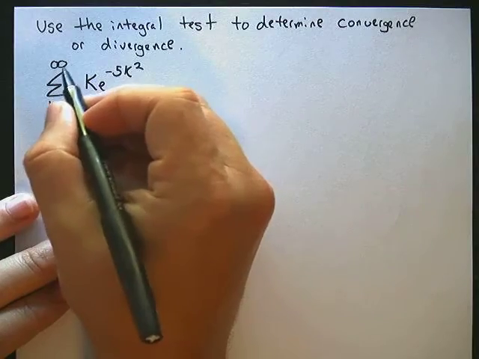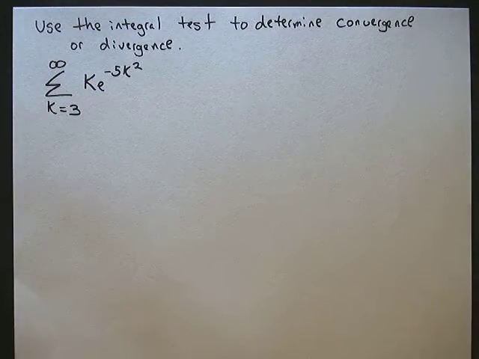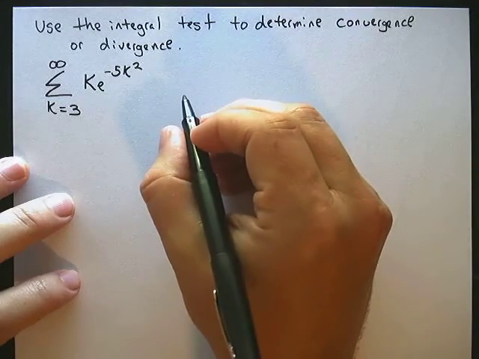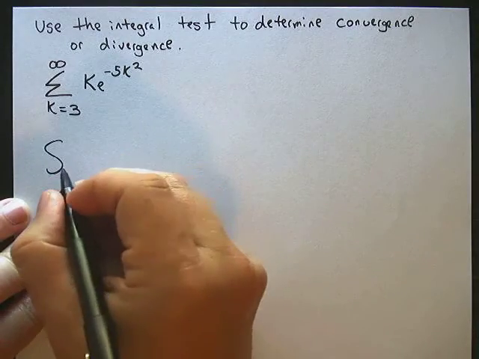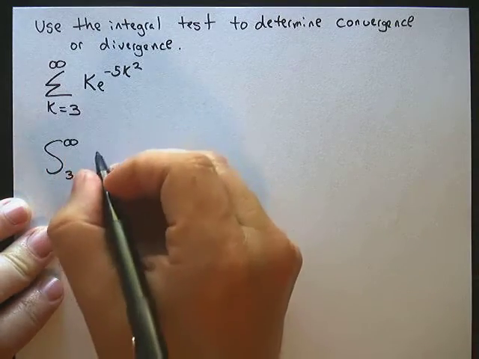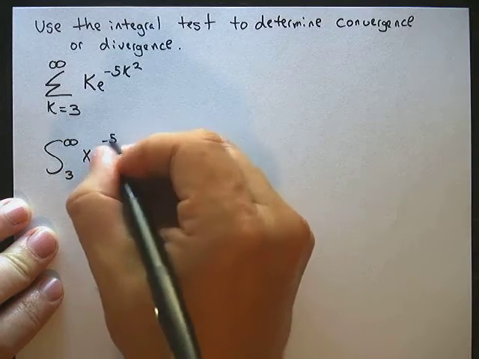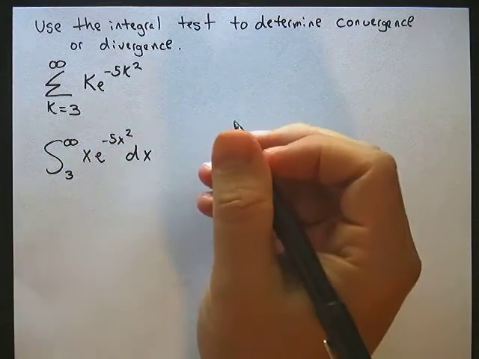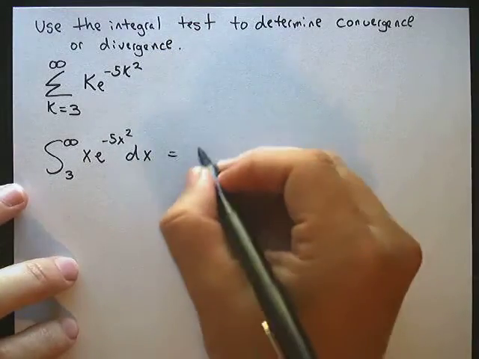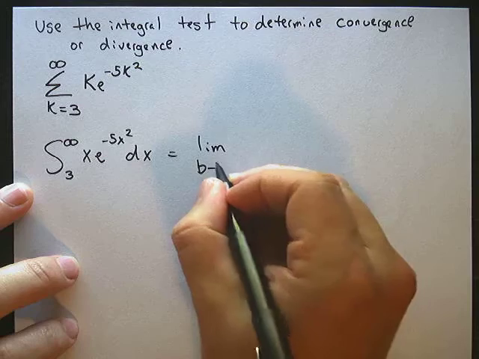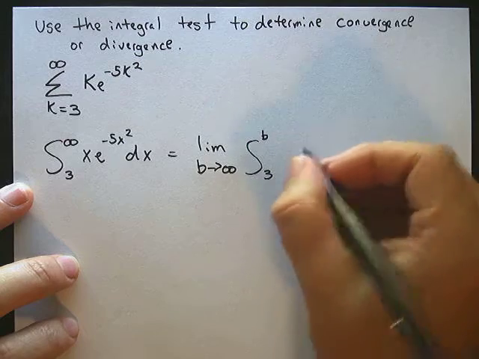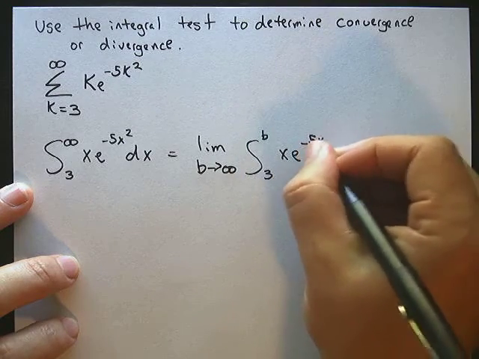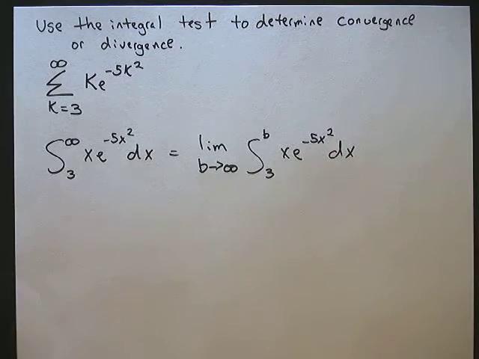Remember that you cannot set an integral with infinity as one of its limits. You can write it down briefly, but you need to make sure that you do this correctly. So what we're looking at is the integral from 3 to infinity of x e to the negative 5x squared dx. Now we want to change that to the limit as b approaches infinity of the integral from 3 to b of x e to the negative 5x squared dx. Okay, so that's how to write it from an improper to a proper integral using limits.